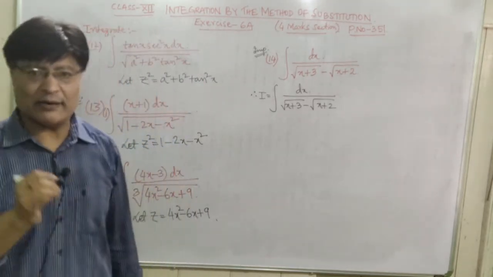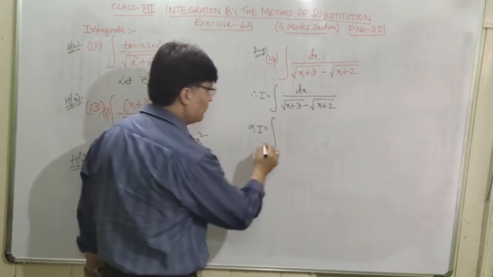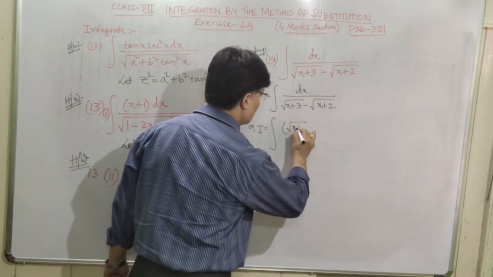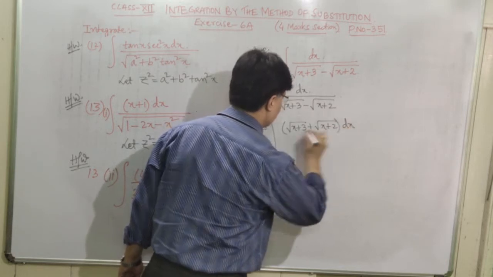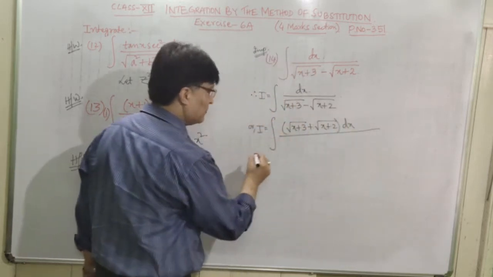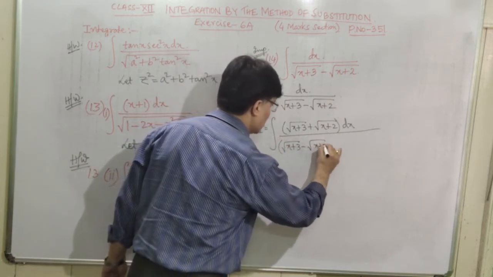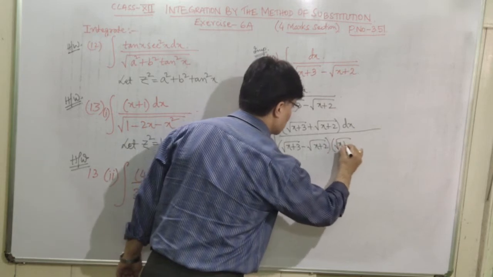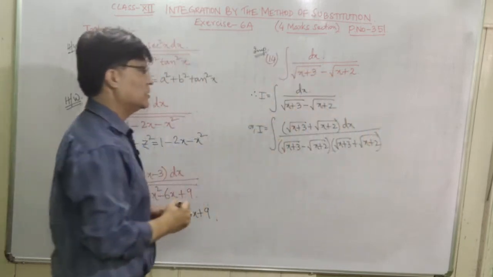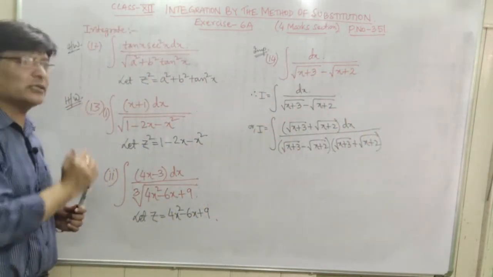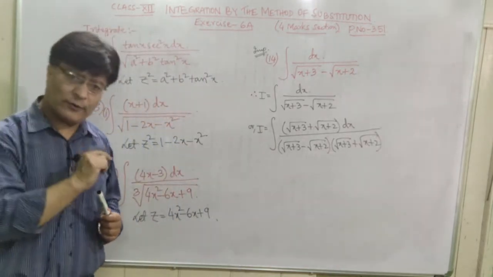That means you have to rationalize the denominator. So I is equal to the integral of, now in the numerator also you should multiply by root over x plus 3 plus root over x plus 2 dx, whole divided by root over x plus 3 minus root over x plus 2 times root over x plus 3 plus root over x plus 2. Is that clear to all of you? So we are just rationalizing the denominator. That means we are removing the square root from the denominator.